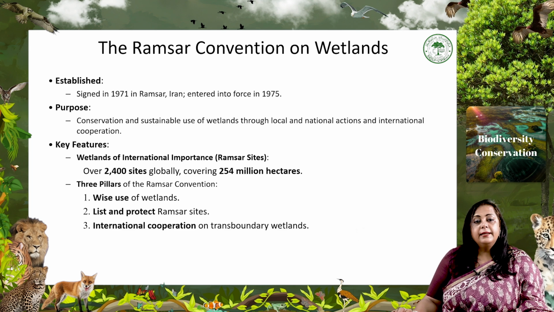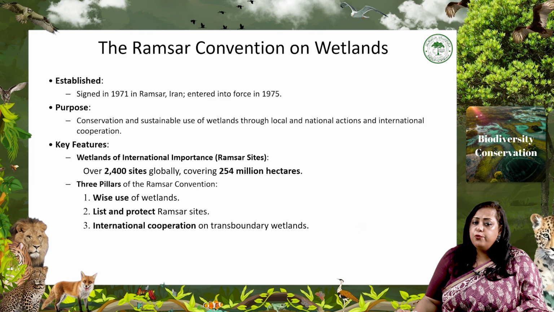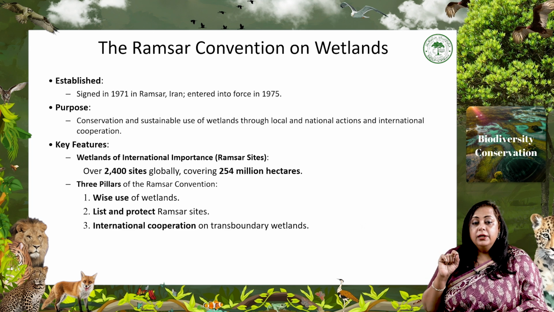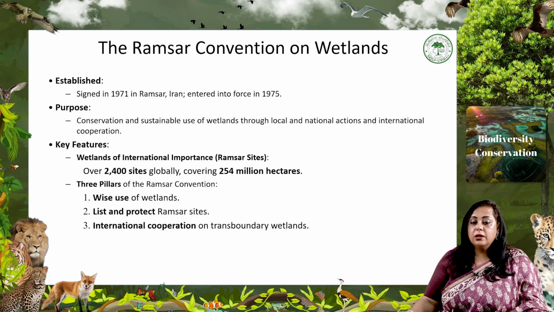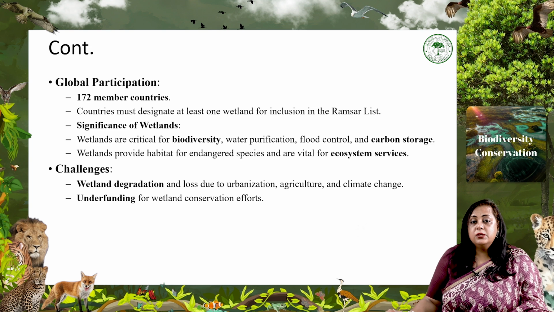The key feature: wetlands of international importance, over 2,400 globally, covering 254 million hectares. Three pillars of the Ramsar Convention: wise use of wetlands, list and protect Ramsar sites, and international cooperation on transboundary wetlands. Global participation: there are 122 member countries. Countries must designate at least one wetland for inclusion in the Ramsar list.